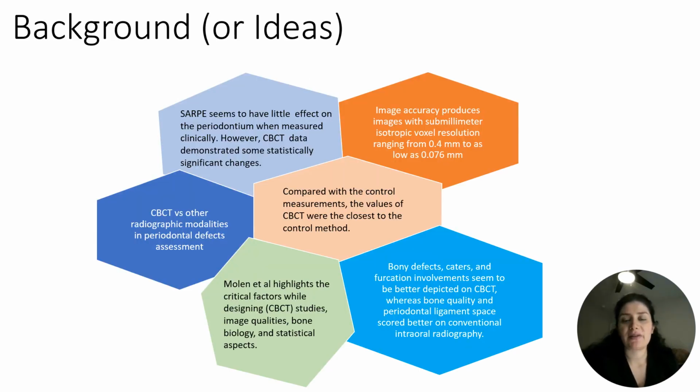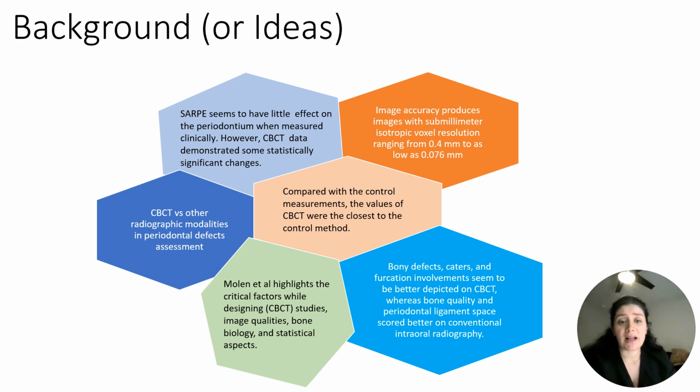Some ideas that we got from our background check. We compared the CBCT versus other radiographic modalities in periodontal defect assessments. And we found that, compared with the direct measurements, the CBCT were the closest to the control group, or the direct measurements. The image accuracy produces images with sub-millimeter isotropic voxel resolution, from 0.4 mm to as low as 0.076 mm. The start P seems to have little effect on the periodontium when measured clinically. However, the CBCT demonstrated some statistically significant changes.